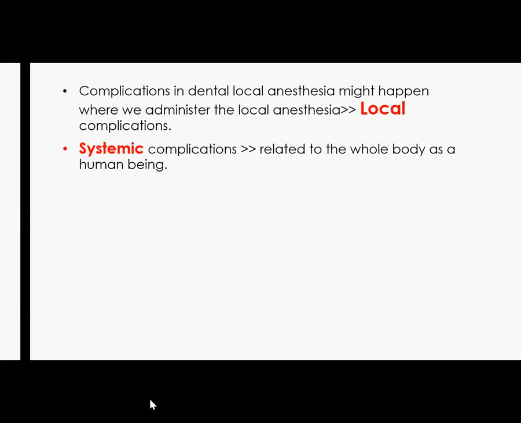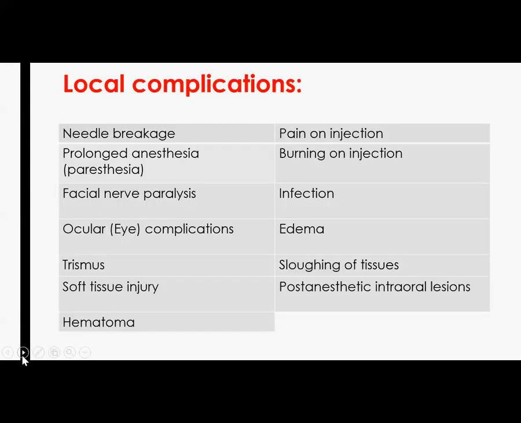So complications in dental local anesthesia might happen when we administer the local anesthesia. The first thing that can happen is a local complication in and around the site of injection. When it happens in the whole body, we call it a systemic complication, and that's not in the scope of today's lecture. That probably is in a different lecture. So what are the different local complications that we can come across?